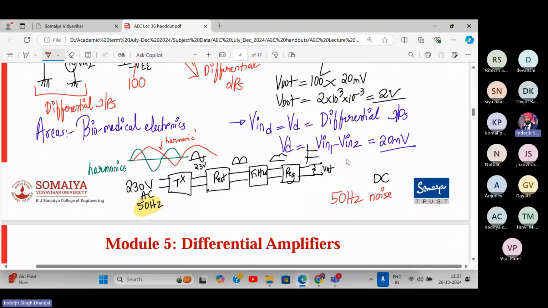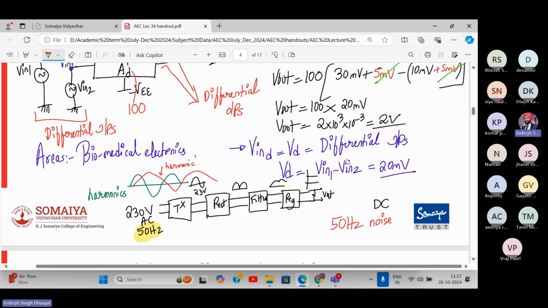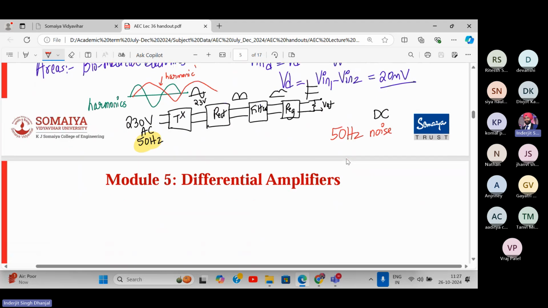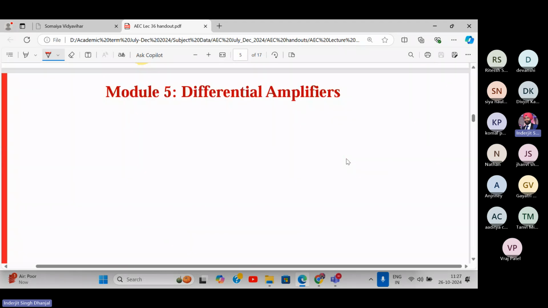Now we'll go for differential amplifier terminology. So can I go to the next part now? Okay, so next please write down. We will discuss differential amplifier terminology.